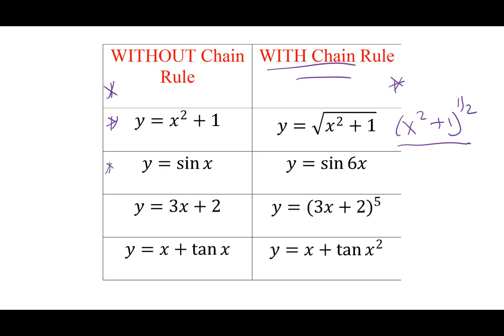Consider the next row. You just have a simple sine of x. Compare that to the sine of 6x. That means you put some function, 6x, into the sine function. Because that's a composite function, more complicated, you need the chain rule. A simple 3x plus 2 compared to 3x plus 2 to the fifth. Again, that more complicated exponent and that more complicated inside means the chain rule. In the last row here, the x would be fine, but if you look at tan x compared to the tan of x squared, the fact that you're taking the tangent of something other than just a single variable, that's how you know that you're going to have to bring the chain rule in.